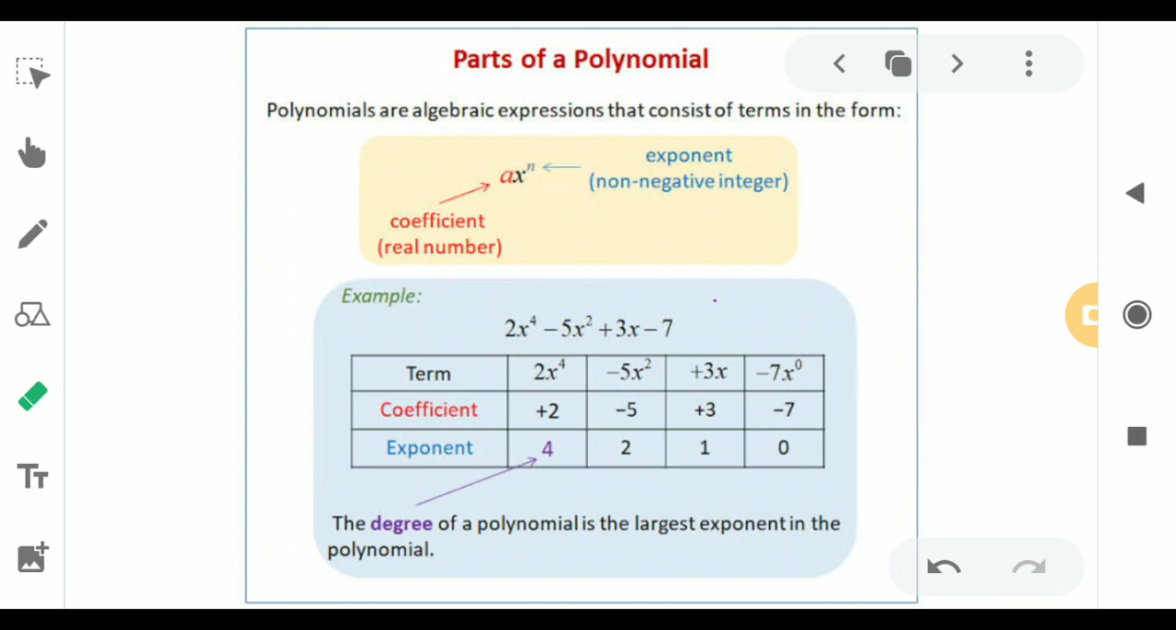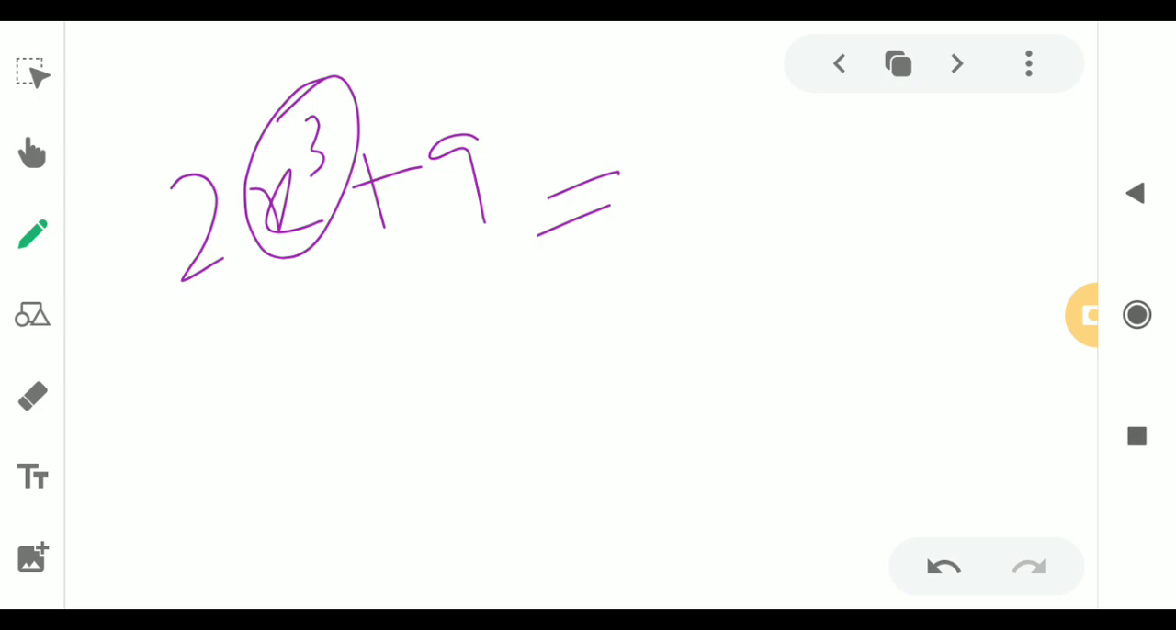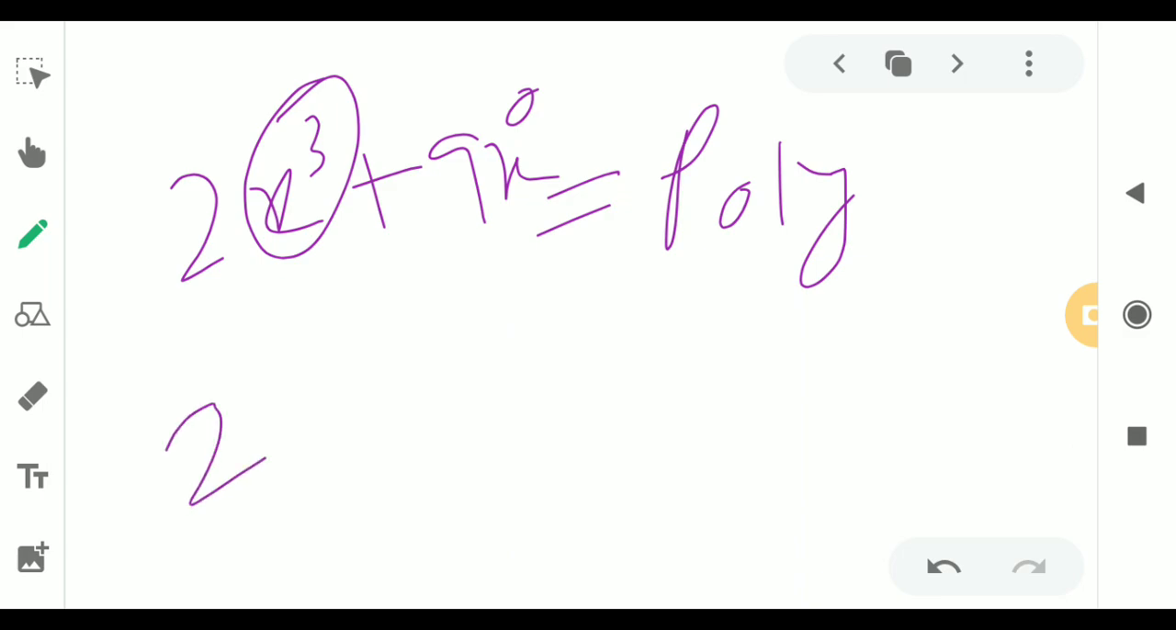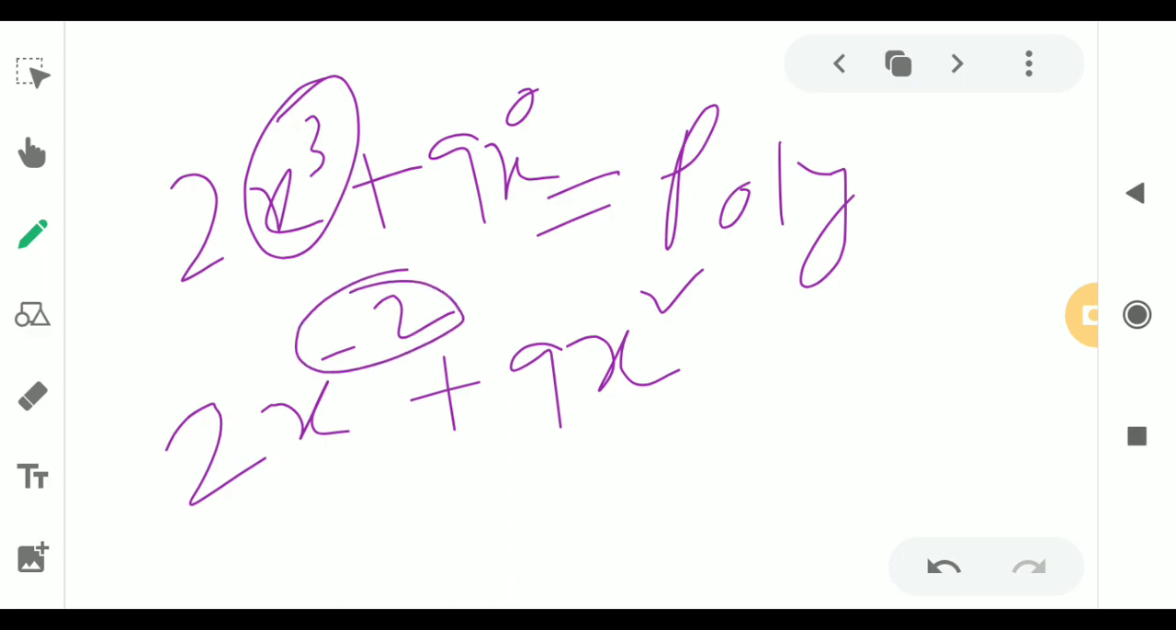Now suppose I write 2x to the power 3 plus 9, is it a polynomial? Yes, because here x power is 3, here x power is 0. So 3, 0, these are all non-negative integers. So we can say that it's a polynomial. Okay. Similarly, if we write 2x to the power minus 2 plus 9x square, is it a polynomial? No, because here see the power. It is not a non-negative integer. It's a negative number. So we can say that it is not a polynomial.